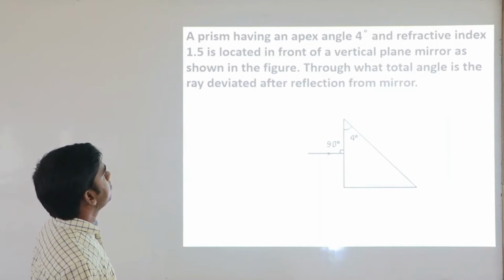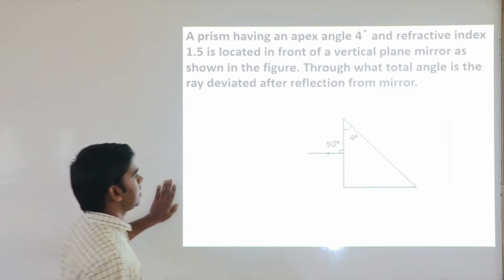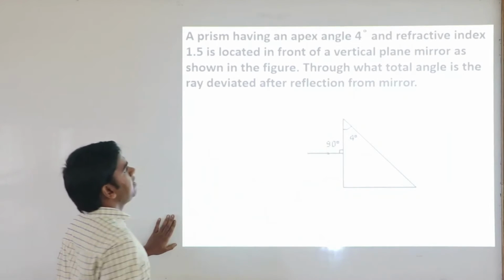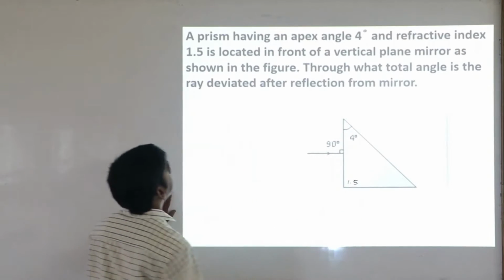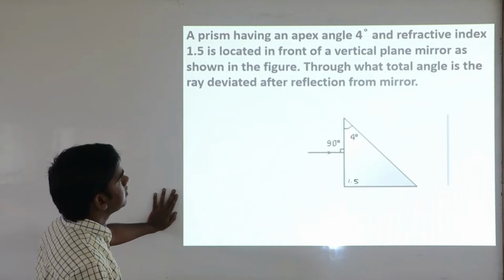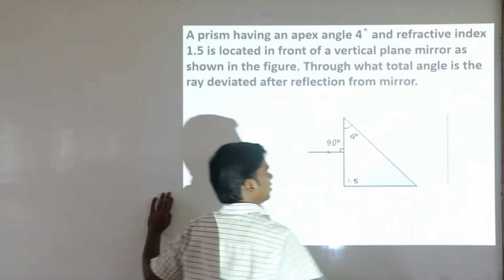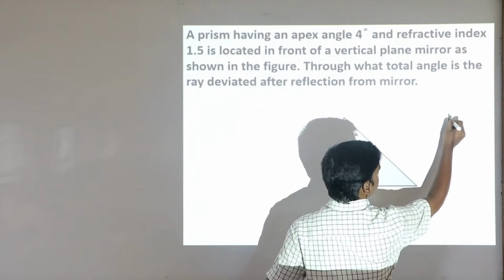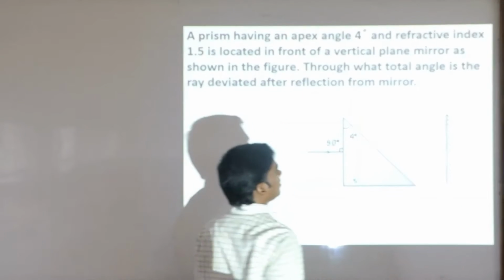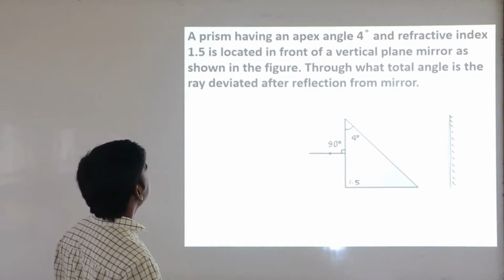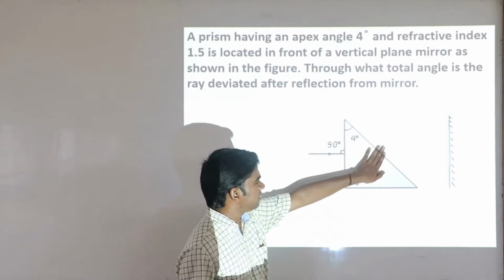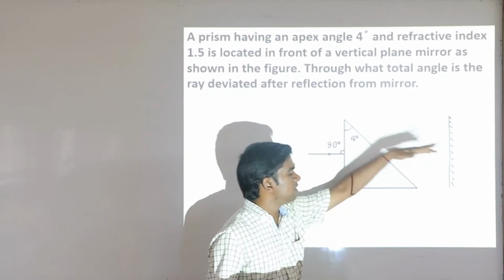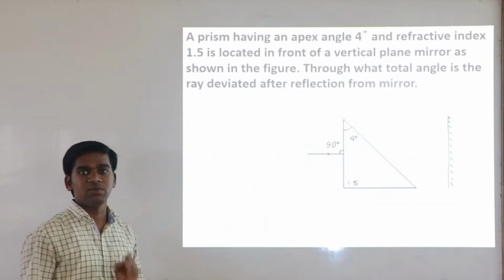So next question: a prism having an apex angle, the angle of prism, of 4 degrees and refractive index 1.5. Okay, its refractive index is 1.5. It is located in front of a vertical plane mirror. Okay, so a mirror is there. As shown here, through what total angle is the ray deviated after reflection from the mirror? What they are asking is, here it will undergo refraction, and again it will get reflected. So after reflection, what is the deviation they are asking?